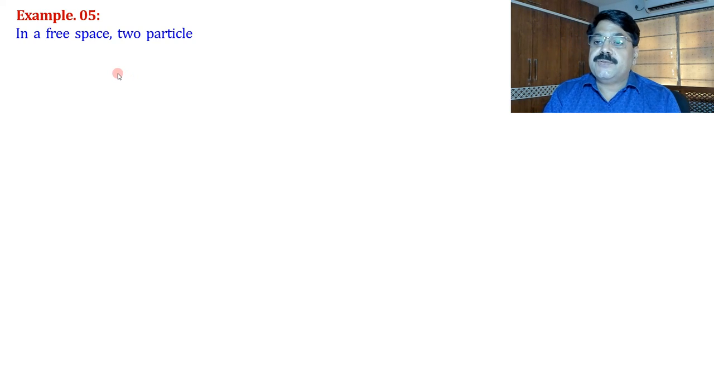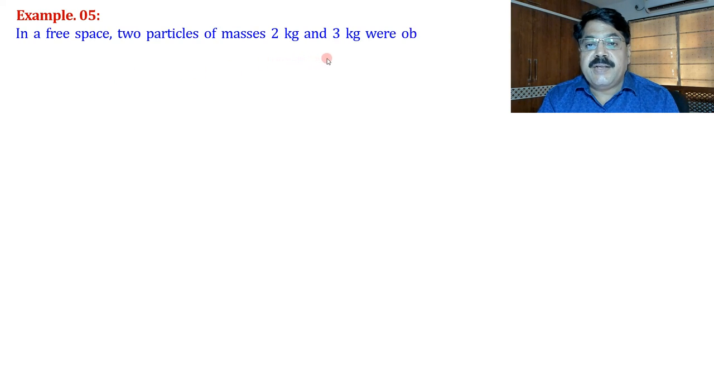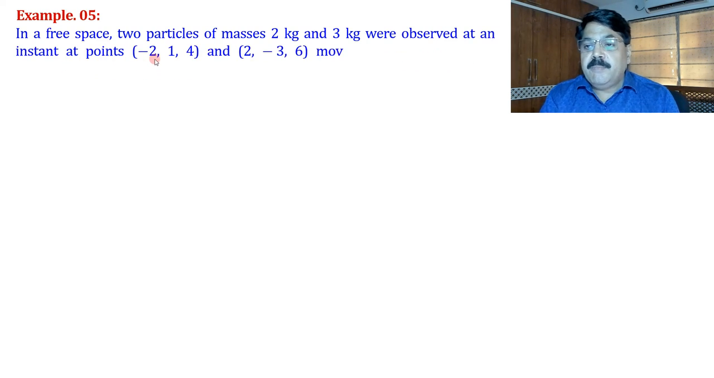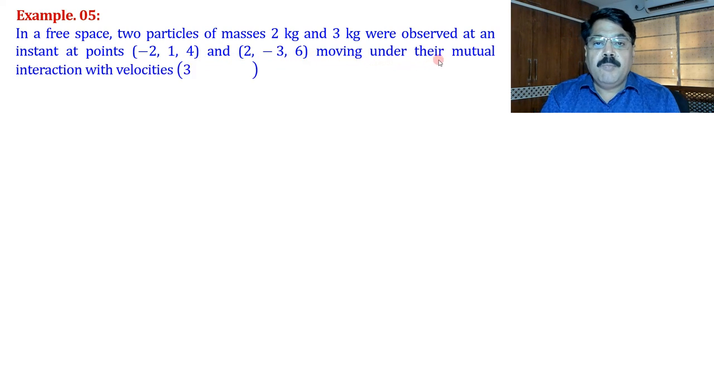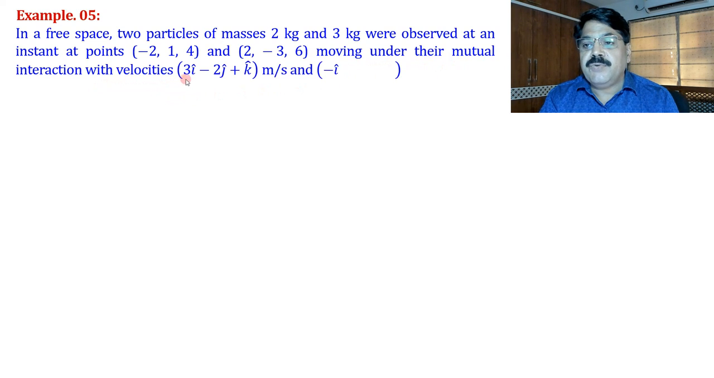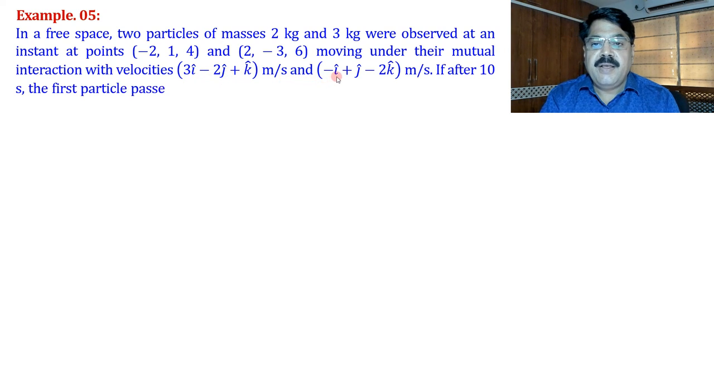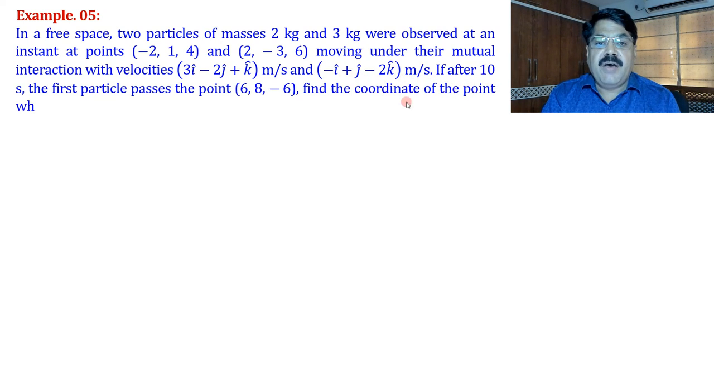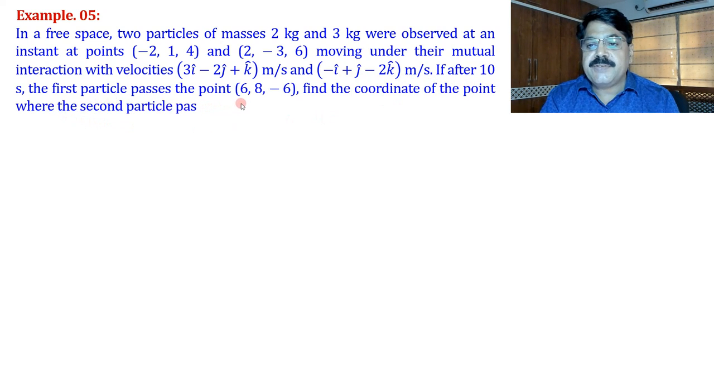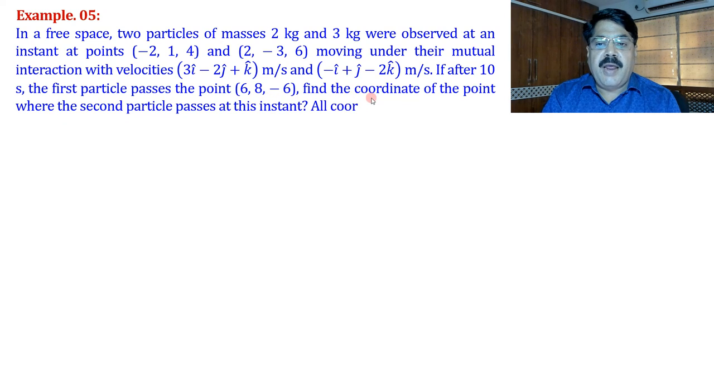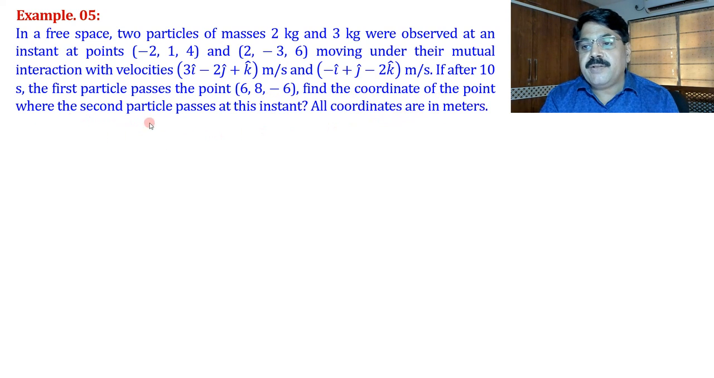In free space, two particles of masses 2 kg and 3 kg were observed at an instant at points (-2, 1, 4) and (2, -3, 6), moving under their mutual interactions with the velocities 3 i cap minus 2 j cap plus k cap meter per second and minus i cap plus j cap minus 2 k cap meter per second. If after 10 seconds the first particle passes this point, find the coordinates of the point where the second particle passes at this instant.